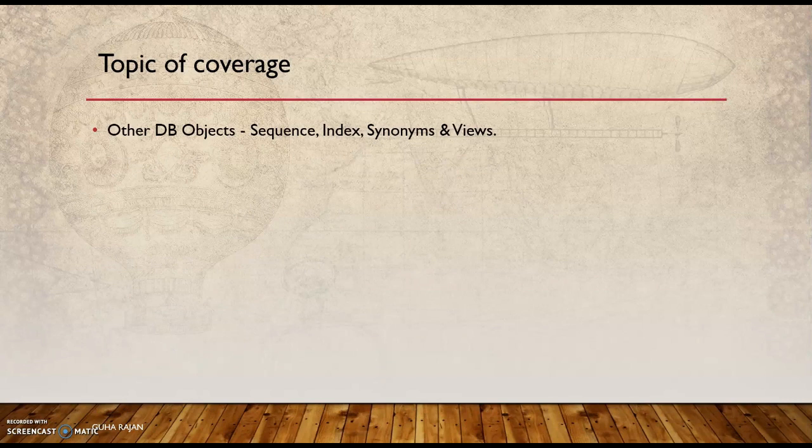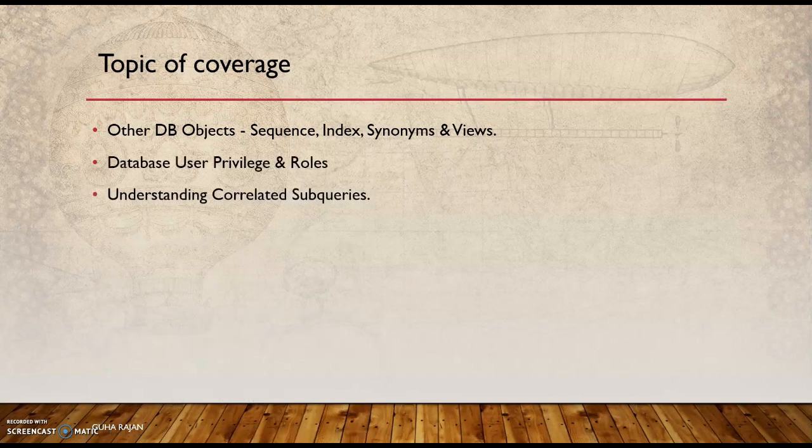Database objects, there are supporting objects like sequences, indexes for performance tuning, synonyms, and views. I'll be discussing that. User privileges and roles. And then this is also important, correlated subqueries. This is a kind of complicated one. In this subquery, if you want to do row by row processing, then one needs to use the correlated subquery. I'll be discussing that. I'll be touching briefly on SQL tuning, because SQL tuning itself will be a big course. I will not be going in depth into SQL tuning. I'll be providing just an overview.